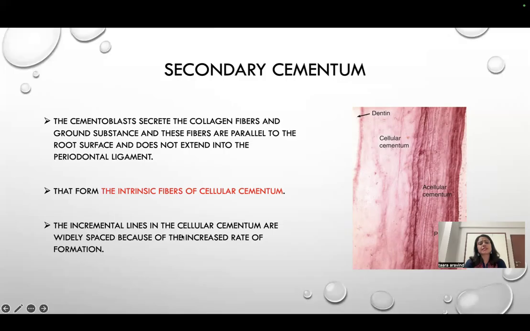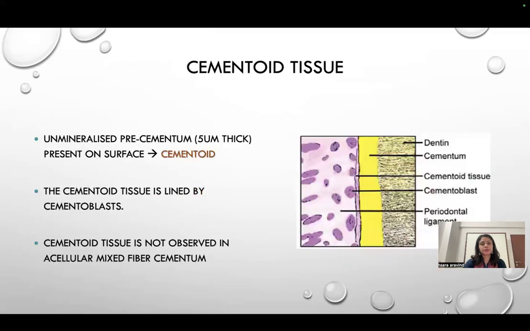When you see the incremental lines in the cellular cementum, they are widely spaced because of the increased rate of formation, whereas in acellular cementum, they are closely placed.